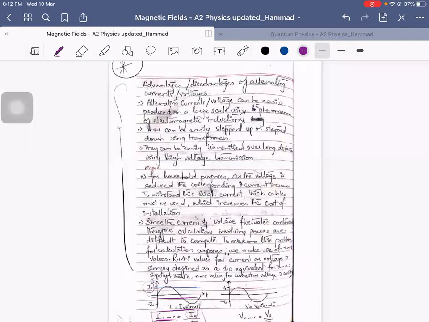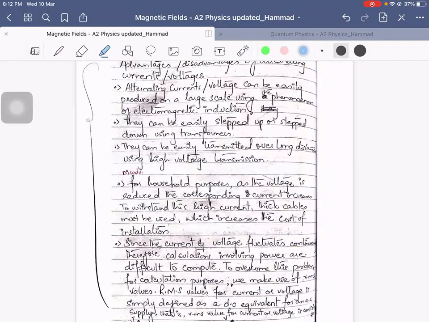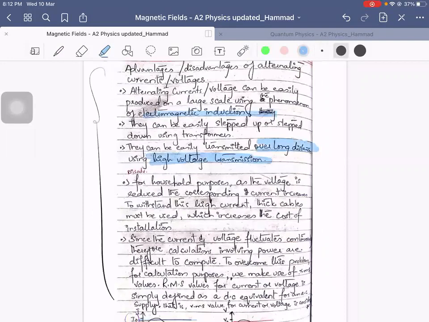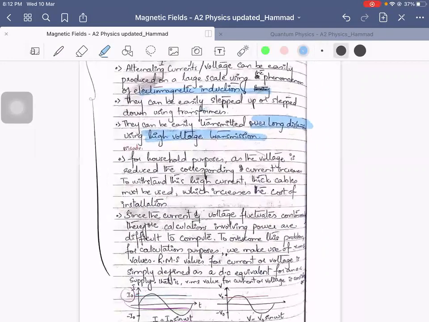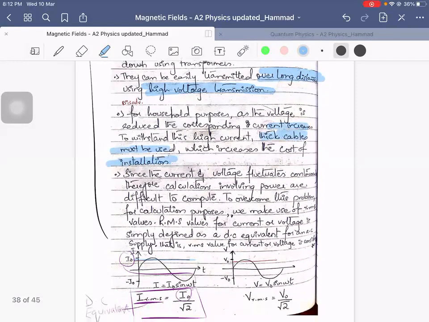So our point is that alternating currents can be easily produced on a large scale using the phenomenon of electromagnetic induction. They can be stepped up or stepped down using transformers, definitely. They can be transmitted over long distances using high voltage transmission. But for household purposes, as the voltage is reduced, the corresponding current increases, and to withstand this high current, thick cables must be used, which increases the cost of installation.